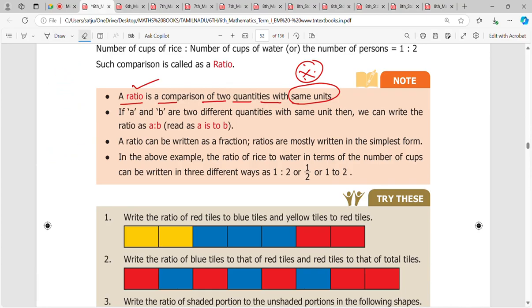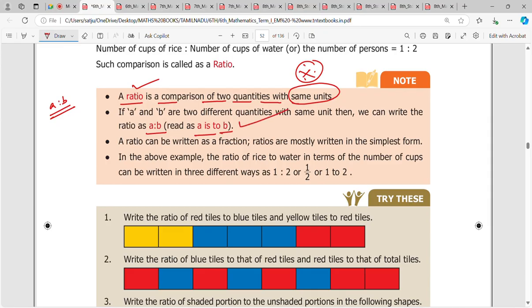Next, if any question is presented in terms of a ratio, A is to B, you need to read it as A is to B. Then this 1 by 2 can be written as 1 is to 2. So that is why they are presenting simple examples.